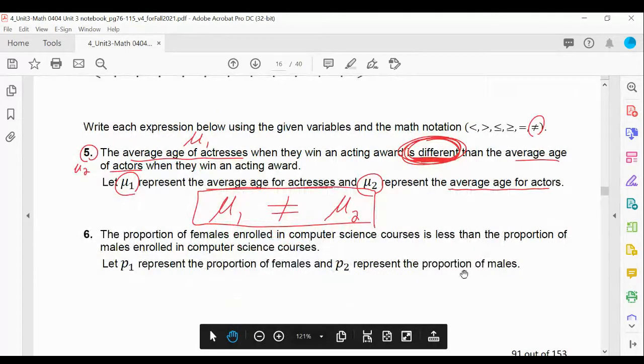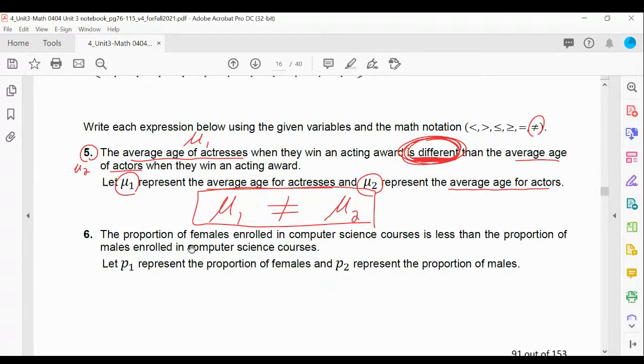So try that with example 6. Find that phrase in the sentence to tell you what symbol, what math notation, to use.